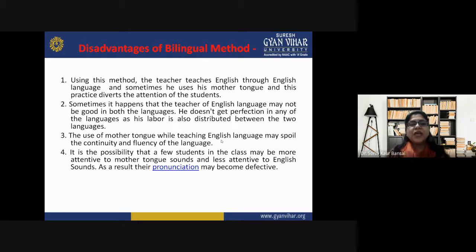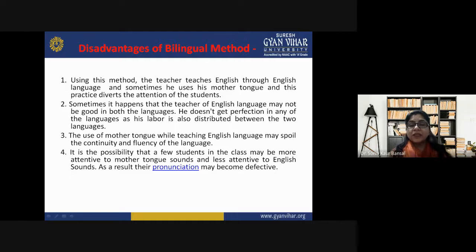And sometimes it happens that the teacher of the English language may not be good in both languages. Maybe the teacher is good in the English language, but he or she is not good in the mother tongue which the child is using. In that case, he doesn't get perfection, and the child is learning so many things. So by that time, the labor is also distributed between the two languages.